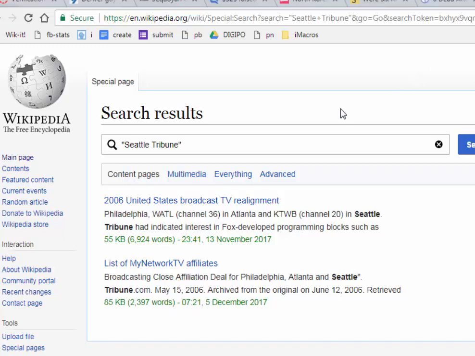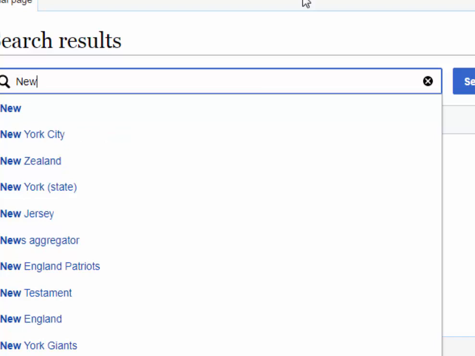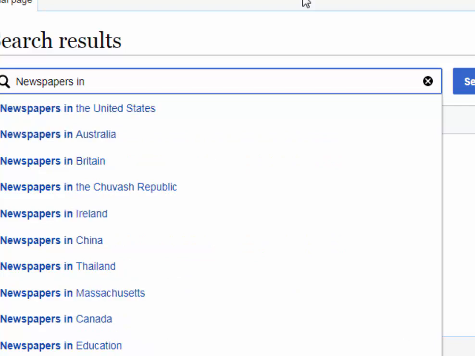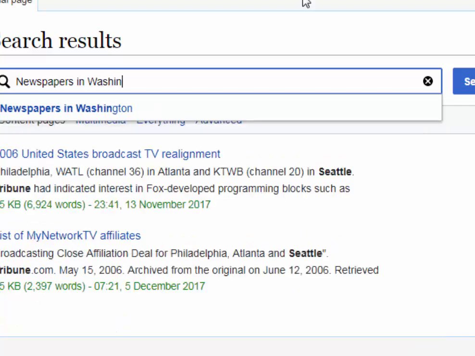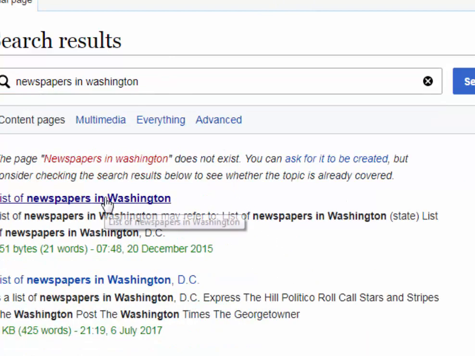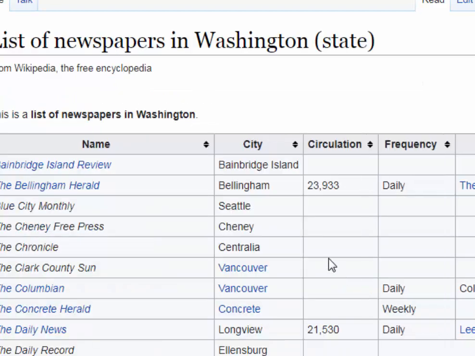Now we can actually get even more sure of this. This looks pretty fishy, right? But we can go for a greater level of certainty. We can say newspapers in Washington. Newspapers in Washington. And list of newspapers in Washington, state, right?